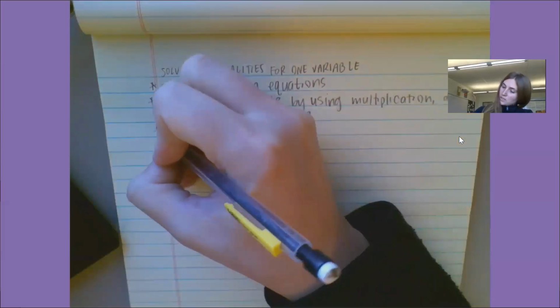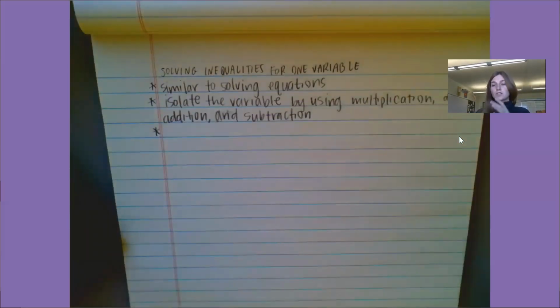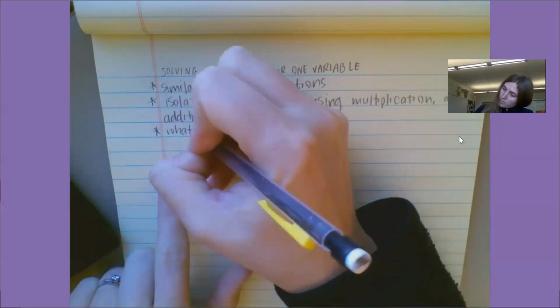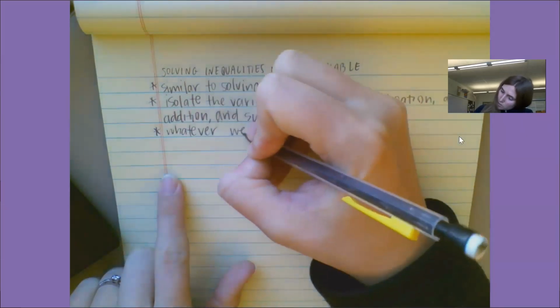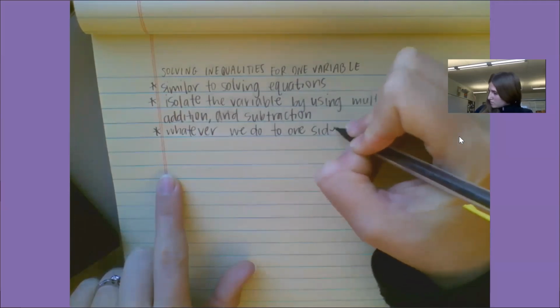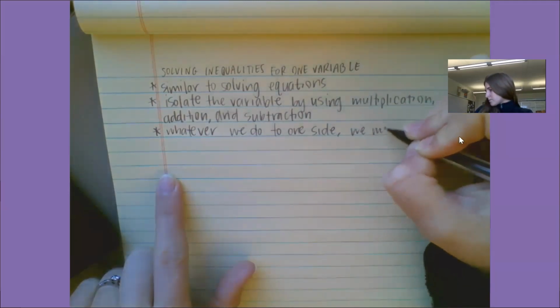Same with equations. If we're solving an inequality, whatever we do to one side, we have to do to the other side. Whatever we do to one side, we must do to the other.